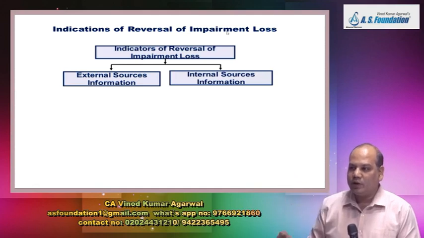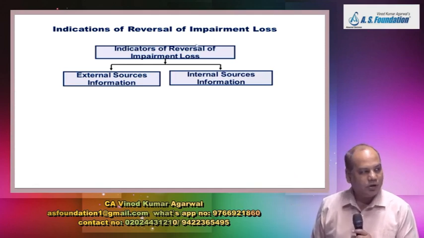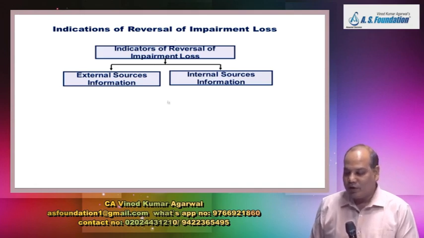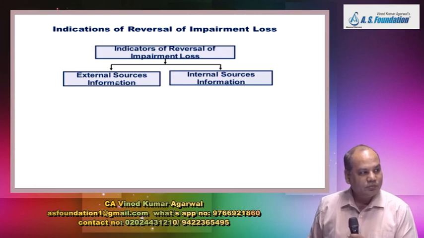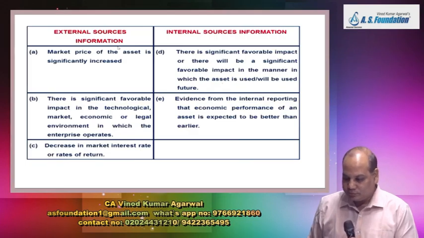When will you think about reversal of impairment loss? When the recoverable amount has gone up. Right? How do you know the recoverable amount has gone up? Indication. Look for indication. While walking on the road, look for indication. While walking in the corridor of the office, look for indication. Some indication can come from external, market sources. Some can come from within the organization.